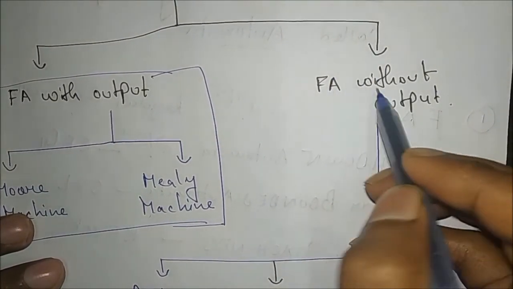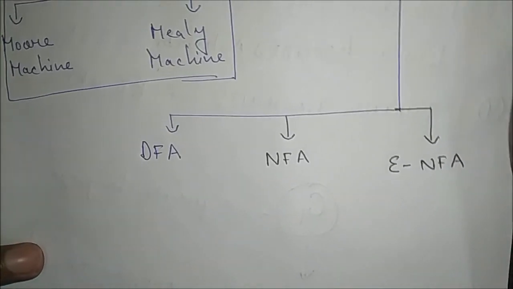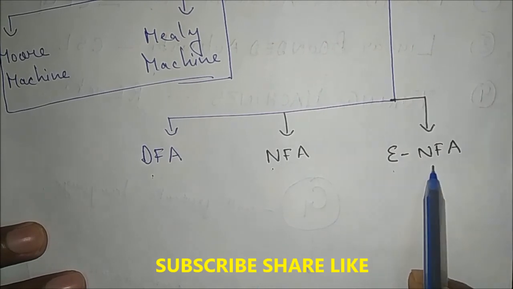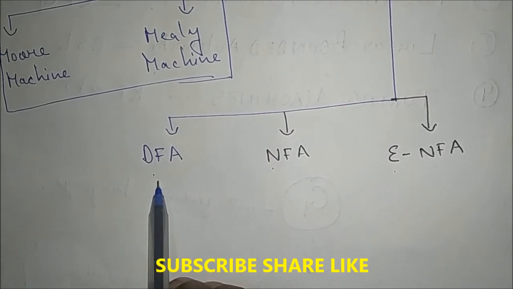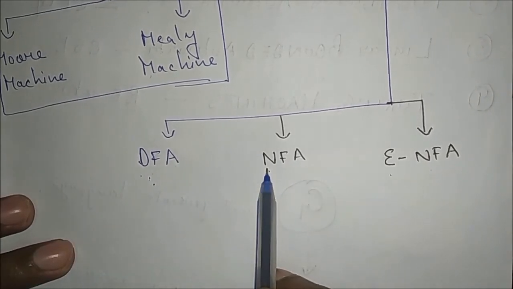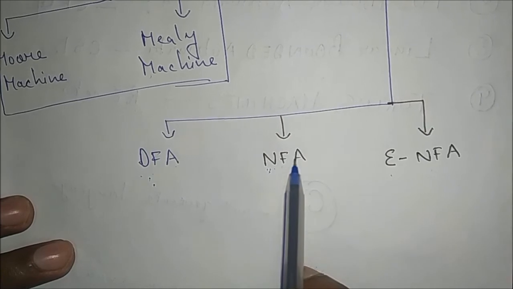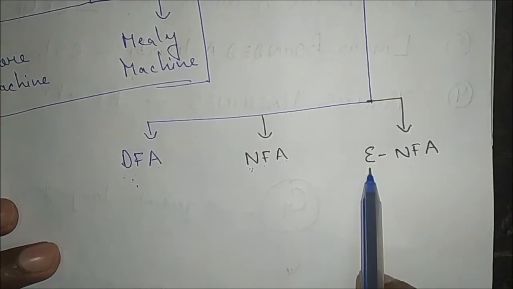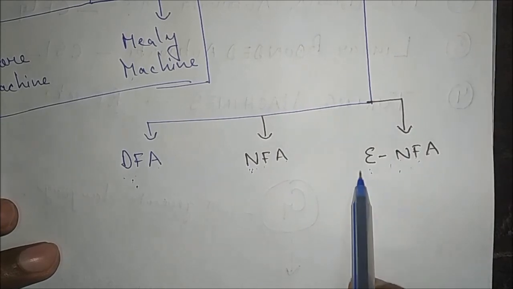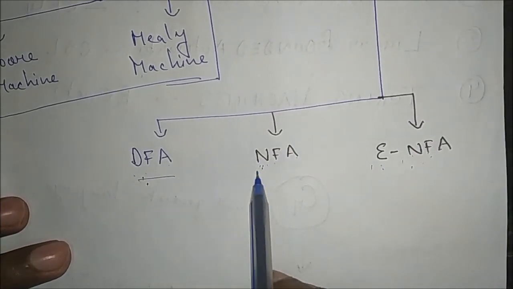And finite automata without output is divided again into three types. One is DFA, one is NFA, and one is epsilon NFA. What do we mean by DFA? DFA means deterministic finite automata. NFA means non-deterministic finite automata, and epsilon NFA means non-deterministic finite automata with epsilon. So what is DFA? What is NFA?